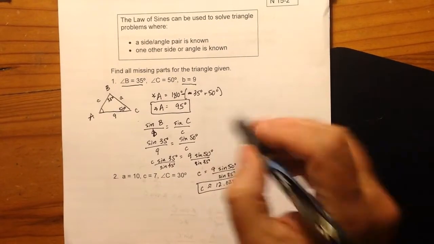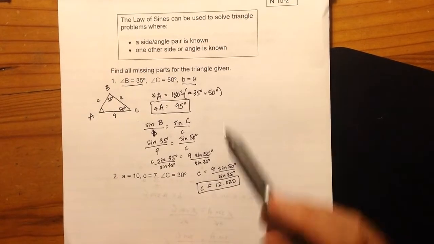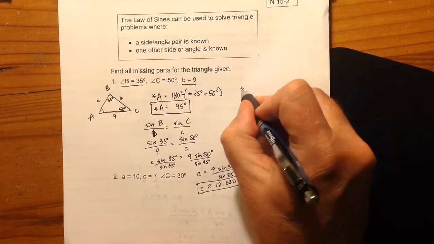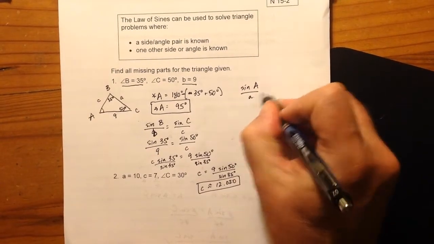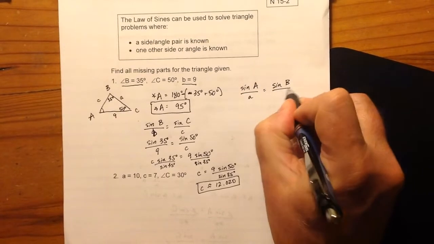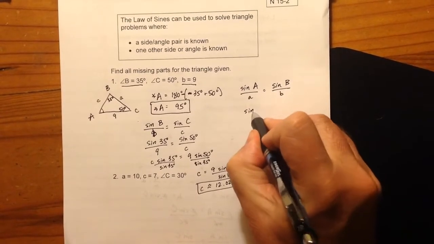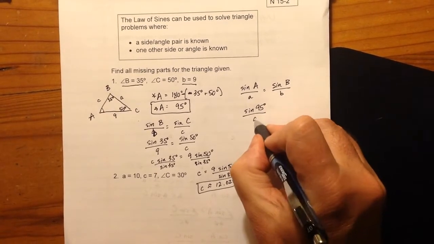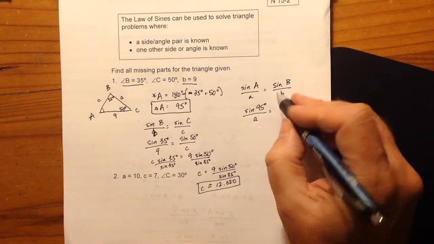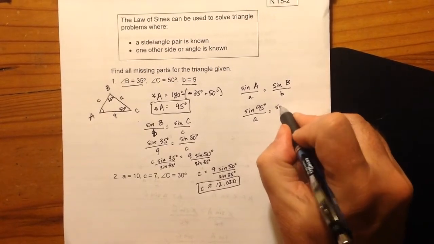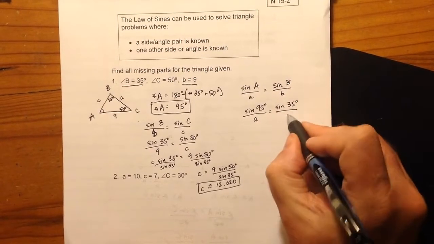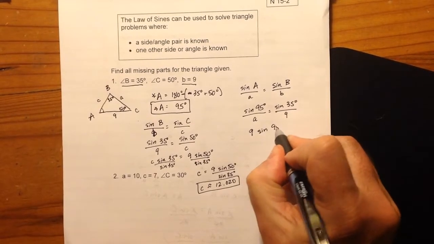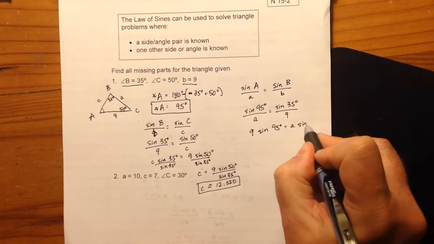All right, let's do A now. I could use C and c now, but since this is an approximation, I'd rather use the exact values. So I'm going to say sine A over little a is equal to sine B over little b. I know that capital A is 95 degrees. Sine 95 over little a, I don't know that, is equal to sine B. My B is 35 degrees over little b is 9. Again, cross multiply. 9 sine 95 equals a sine 35.